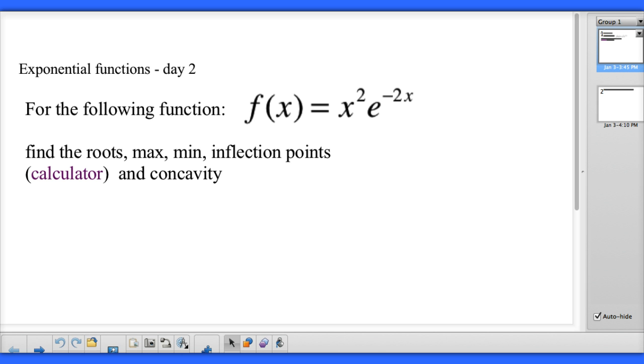Here we go. We've got a function f of x equals x squared times e to the negative 2x. Let's go ahead and find a bunch of things about it: its roots, its max and mins, and its inflection points. When we go and use it for the inflection points, we will be using a calculator. First of all, it's helpful on these to find the roots, or the x-intercepts. So let's do that real quick.